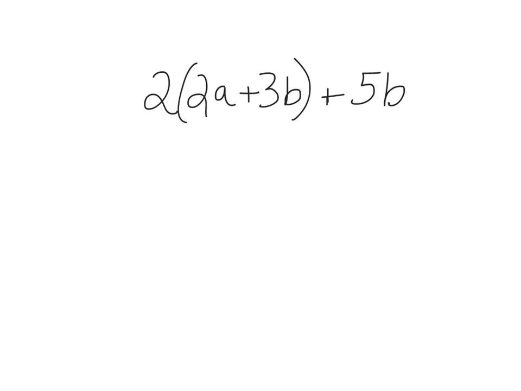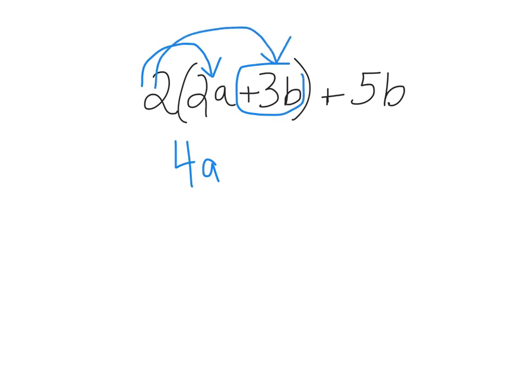I'm going to distribute the 2. 2 times 2a is going to be 4a. And this is the second term, 3b. So 2 times positive 3 is going to be a positive 6b. Positive, put that plus there. And then bring this part down, that is with it, 5b.